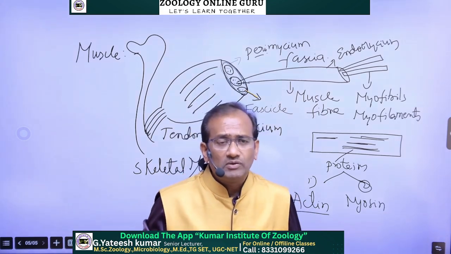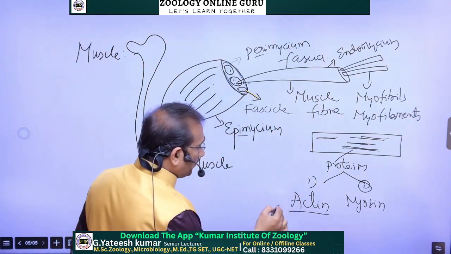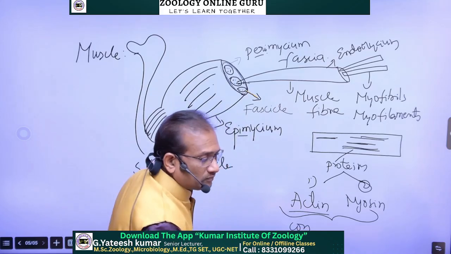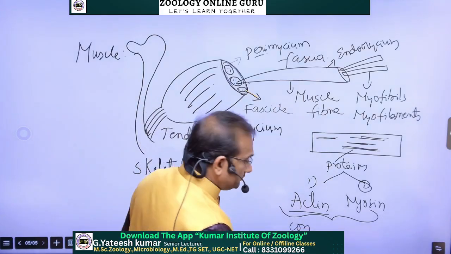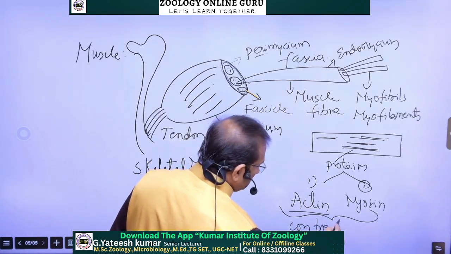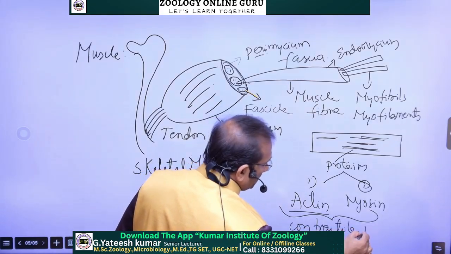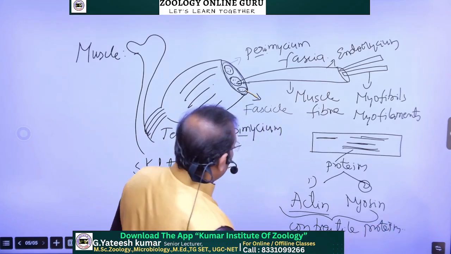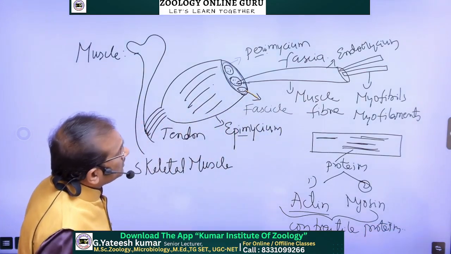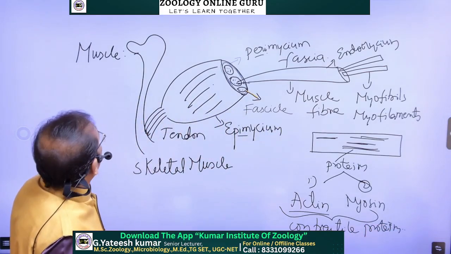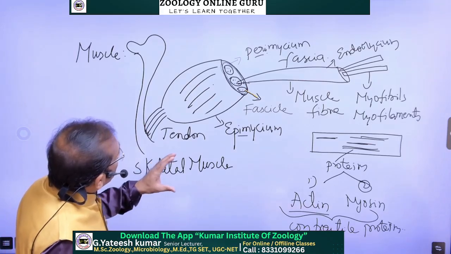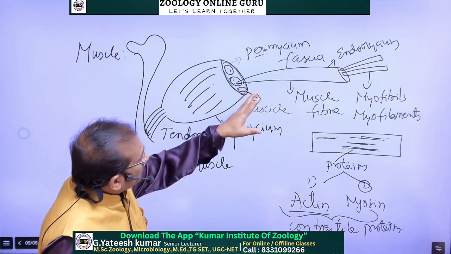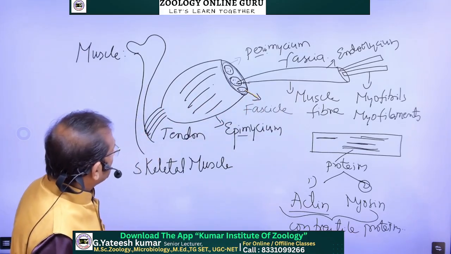So these actin and myosin are known as contractile proteins. So they are known as contractile proteins. This is about the skeletal muscle, and we cut it open inside. So these are some of the parts present in the skeletal muscle.